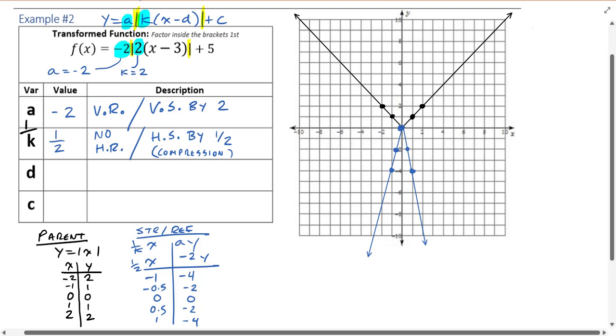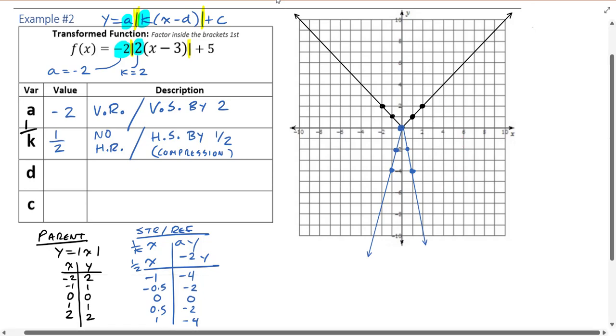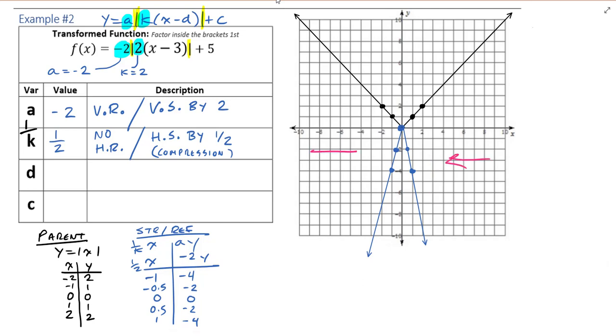So now notice what's happened here. We have flipped it vertically. It's reflected. It used to be facing up. Now it faces down. What else have we done? We have stretched it vertically. It's gotten a lot longer this way. And we've also compressed it horizontally. It's been squished in.